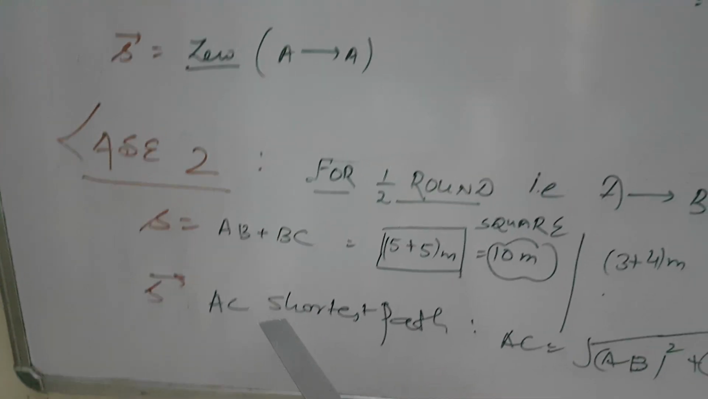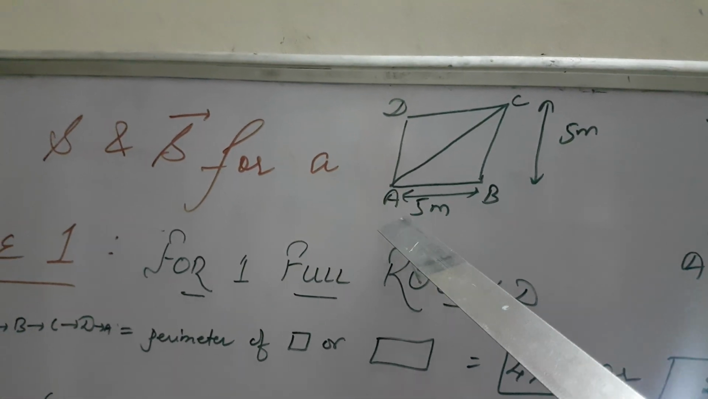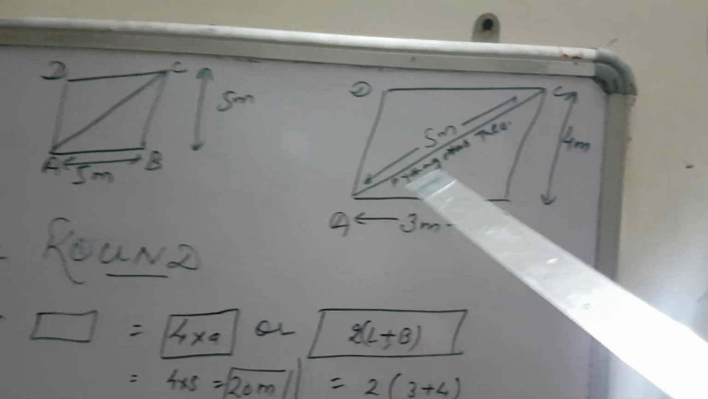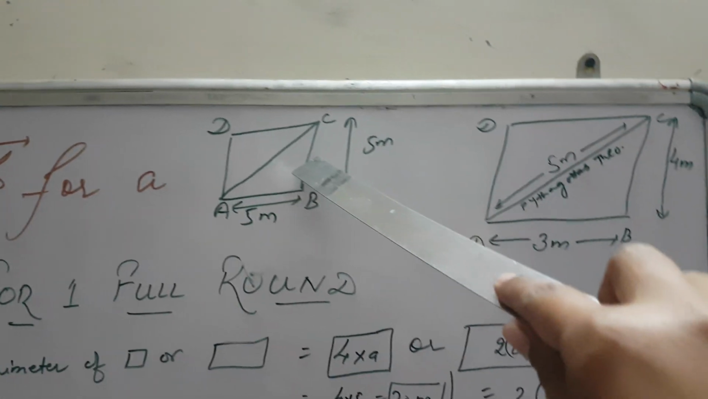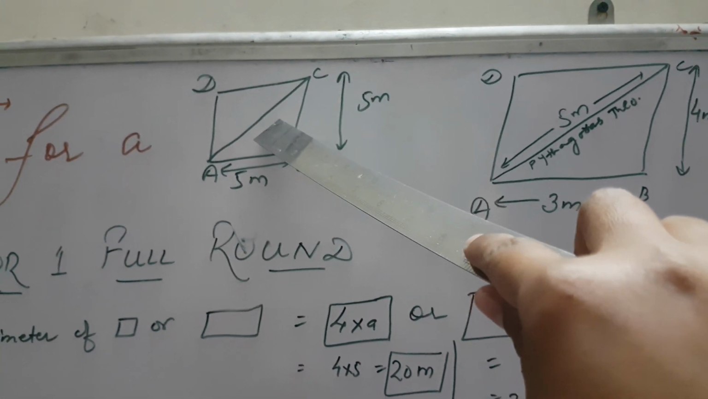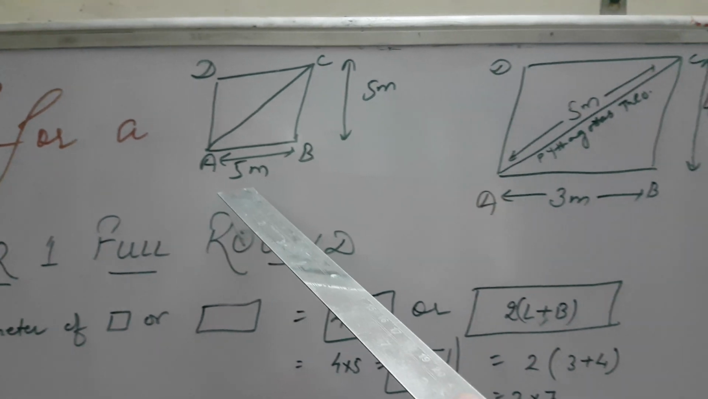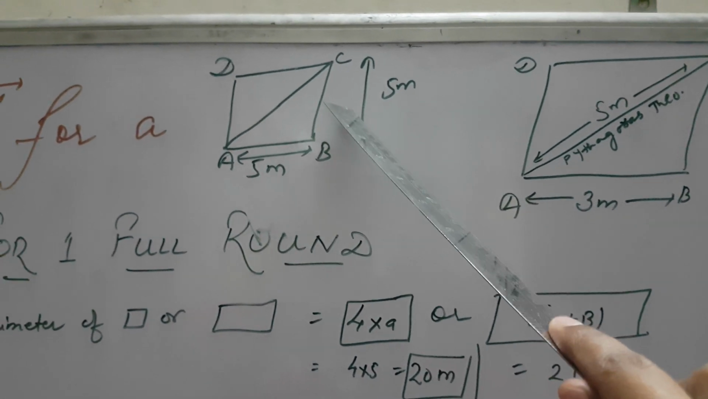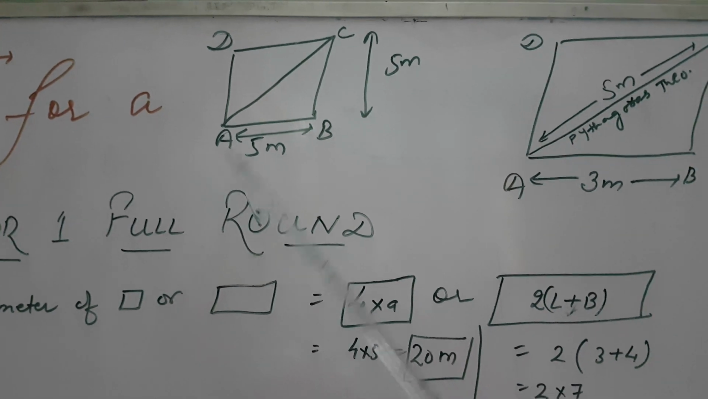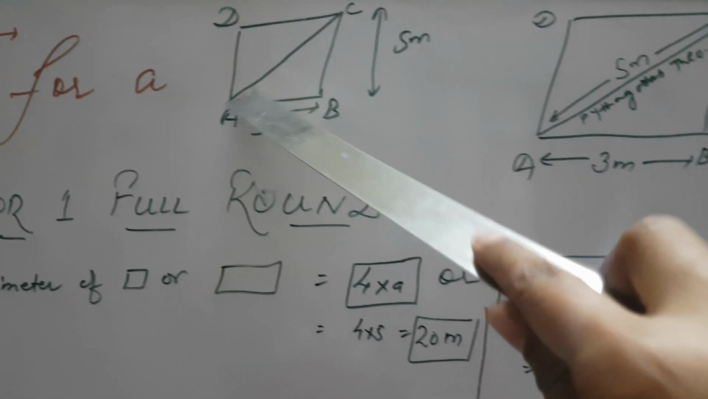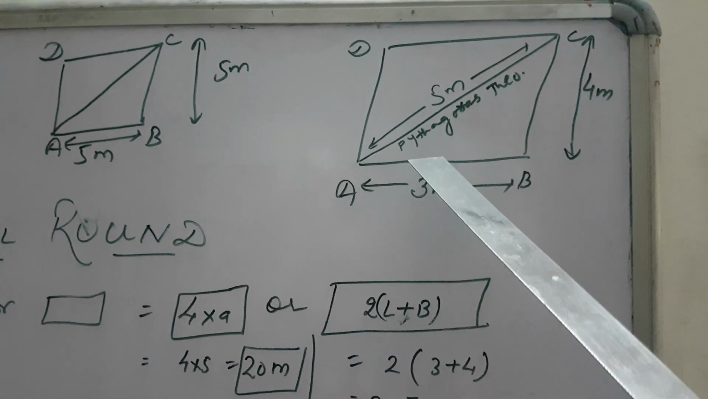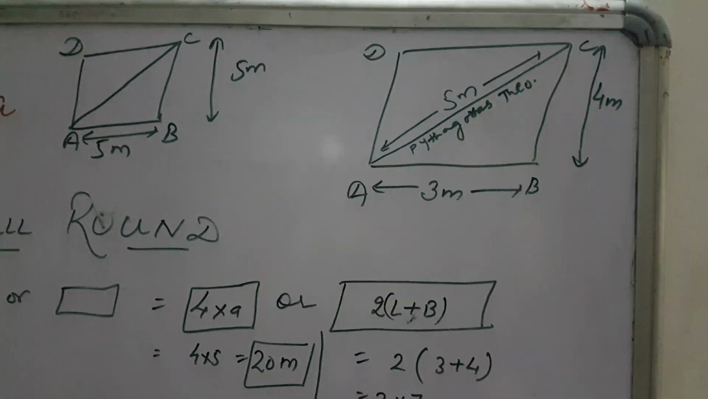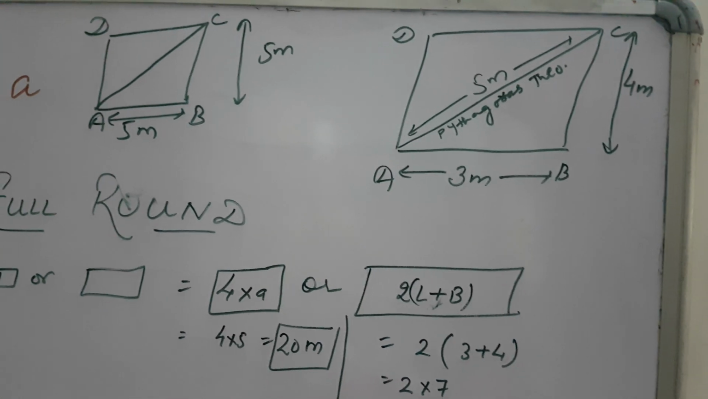So let us see how we have calculated displacement actually. S equals AC. You can see here S equals AC. This is the diagonal. S vector equals AC diagonal. The value for this diagonal can be calculated by using the Pythagoras theorem. 5 square plus 5 square and take the under root of that, you will get the value of AC length. Similarly, in this case, 3 square plus 4 square under the root, that will come out to be 5 meter. So that will actually be the displacement.